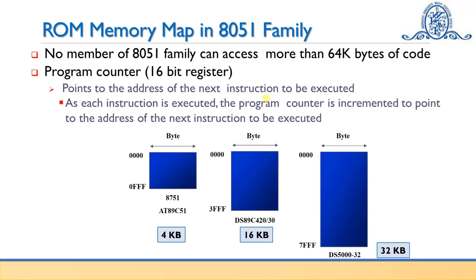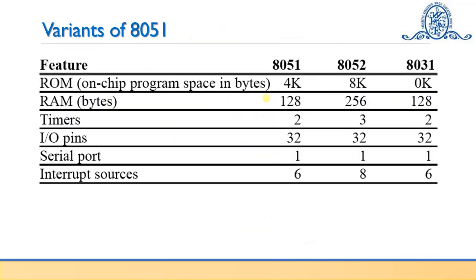instruction to be executed. In case of the standard 8051 microcontroller, like 89C51, the program memory, the ROM, is of 4 kilobytes. In case of DS89C420 or 430, it is of 16 kilobytes, and for DS5032, it is of 32 kilobytes. So these are the different variants which are available for the 8051 family. The same is mentioned here.